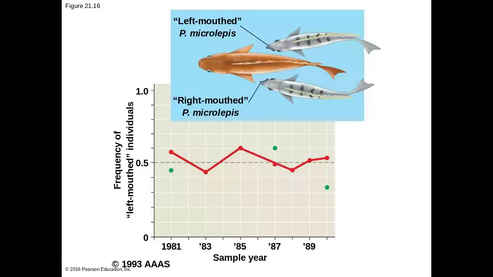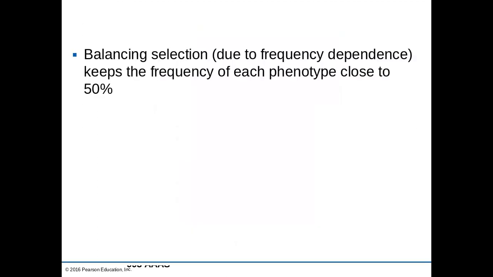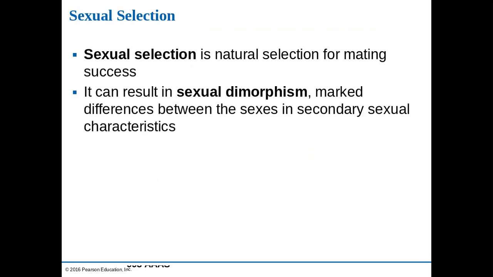So you can see it switches back and forth, because for a while, one type of fish is going to have the advantage because the prey fish will be guarding the side of the more common individual. But then because it's guarding, this individual doesn't get to eat as much, so this one will get more food, and then they become more common, so the prey will start guarding that side, and it switches back and forth. So that's the frequency-dependent selection. This kind of keeps the overall frequency of each phenotype close to 50%.